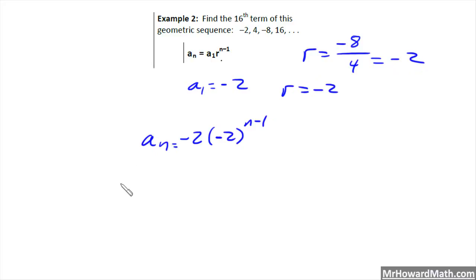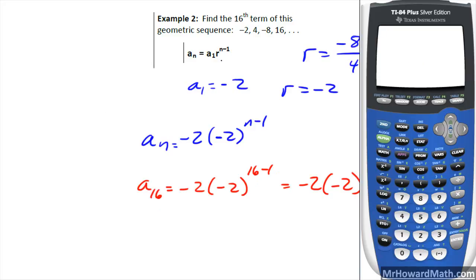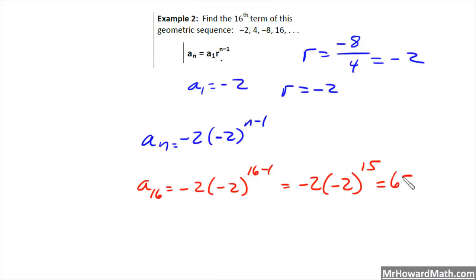If we want a sub 16, we simply plug in 16 right there and work it out. So negative 2 times negative 2 to the 16 minus 1, which equals negative 2 times negative 2 raised to the 15th power. We can put that in our calculator and type it like we see it here, raised to the 15th, and we get 65,536. So 65,536 is the 16th term of this geometric sequence.